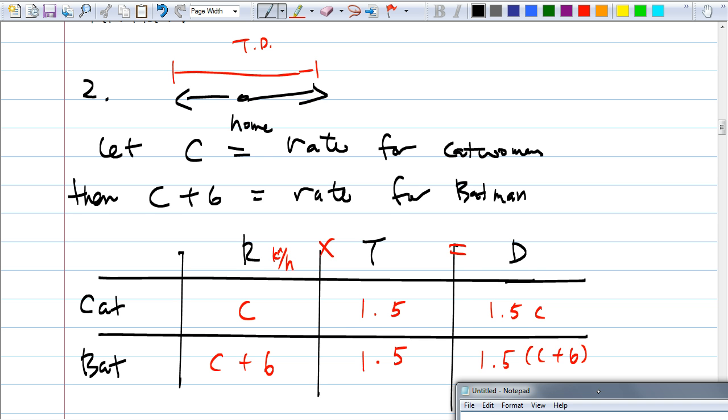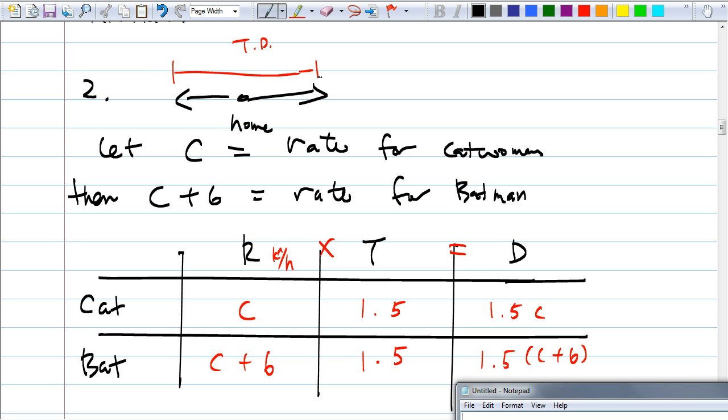So do you think the distance that Catwoman traveled is equal to the distance that Batman traveled? Is that what it says from the picture? Not quite. Joseph, look at what it says in the problem. Can you read the third sentence?